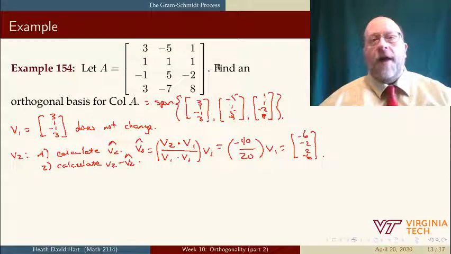Now we're going to take v2 minus v2 hat. So -5 minus -6 is +1. 1 minus -2 is +3. 5 minus 2 is also +3. And -7 minus -6 is -1.